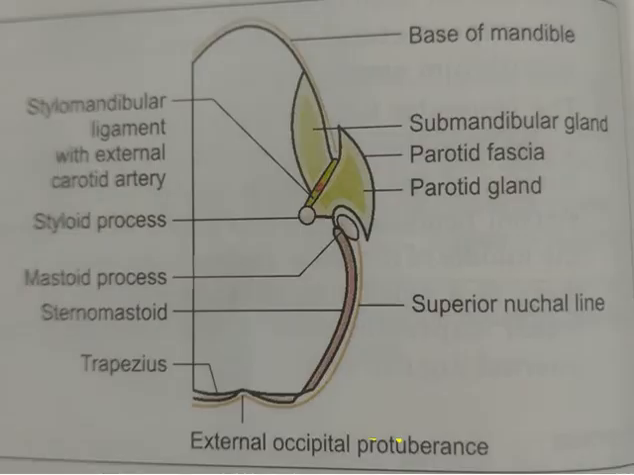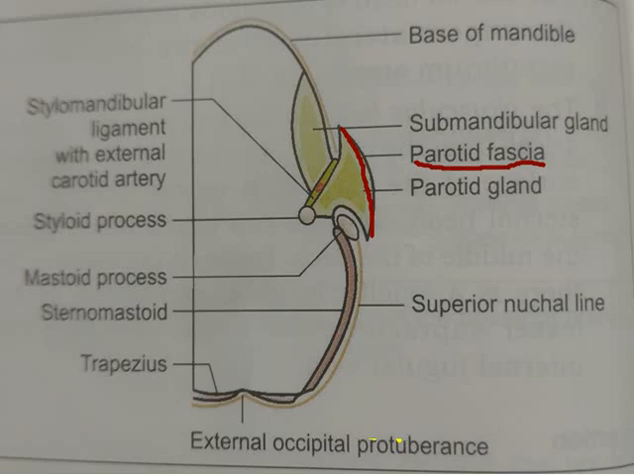Here, this fascia is called the parotid fascia. Shall we mark it? This fascia is called the parotid fascia. This fascia is thickened and it is unyielding in nature. Unyielding in nature means what?